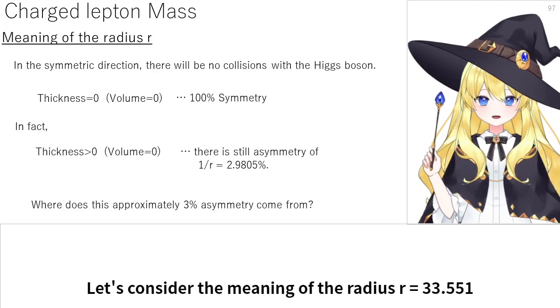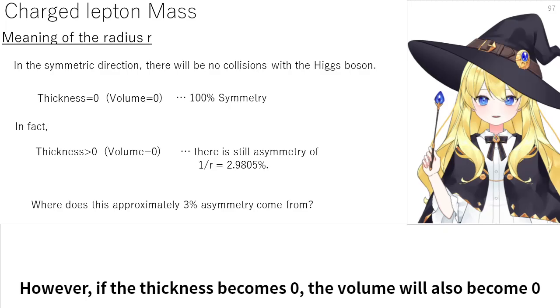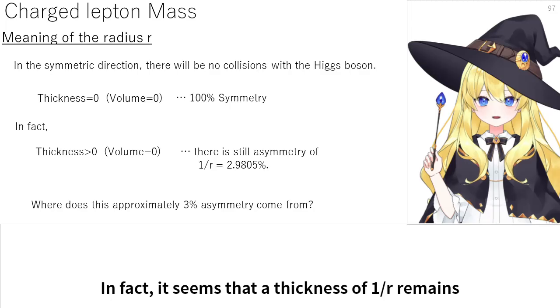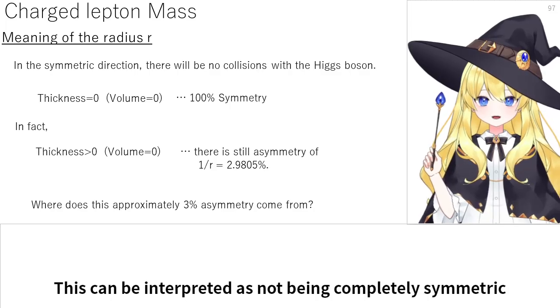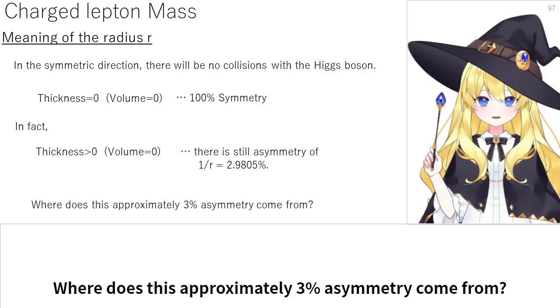Let's consider the meaning of the radius r = 33.551. In the symmetric direction, there will be no collisions with the Higgs boson. However, if the thickness becomes 0, the volume will also become 0. In fact, it seems that a thickness of 1 remains. This can be interpreted as not being completely symmetric. In other words, there is still an asymmetry of 1/r, about 2.9805%. Where does this approximately 3% asymmetry come from?